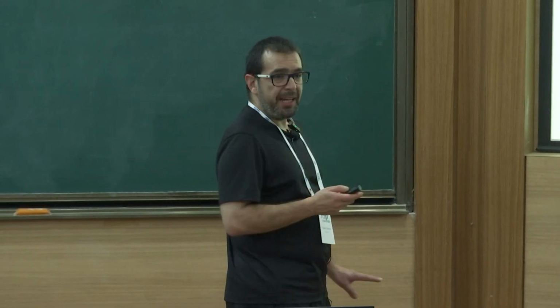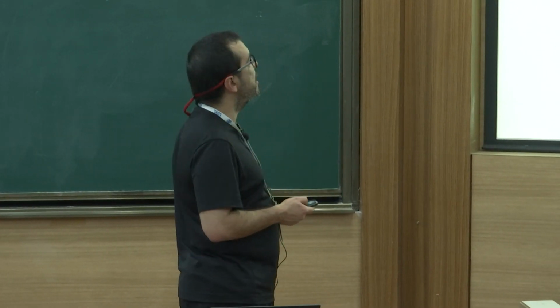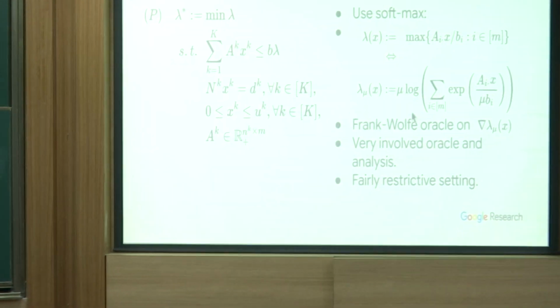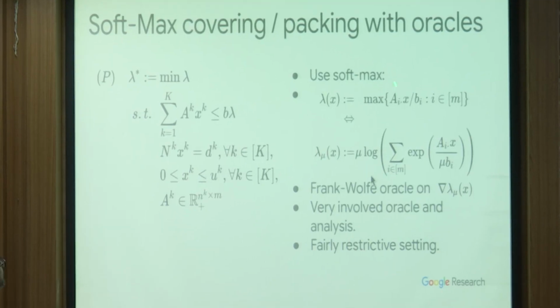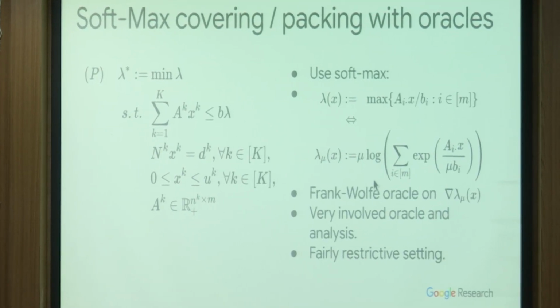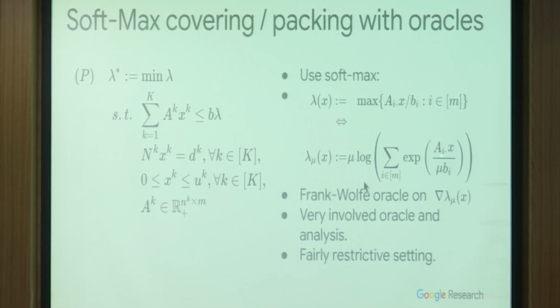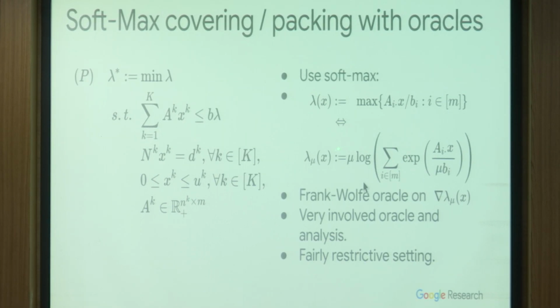And the key idea is that they transform this min-max, that's what lambda is, you're minimizing the maximum value of this set of constraints, into a soft min-max, which is an exponential sum of these ratios, the soft max, and then the oracle is just a Frank-Wolfe oracle on the gradient of this regularized maximum function. As I said, the analysis is very involved and the setting is very restrictive, but that's what they do.